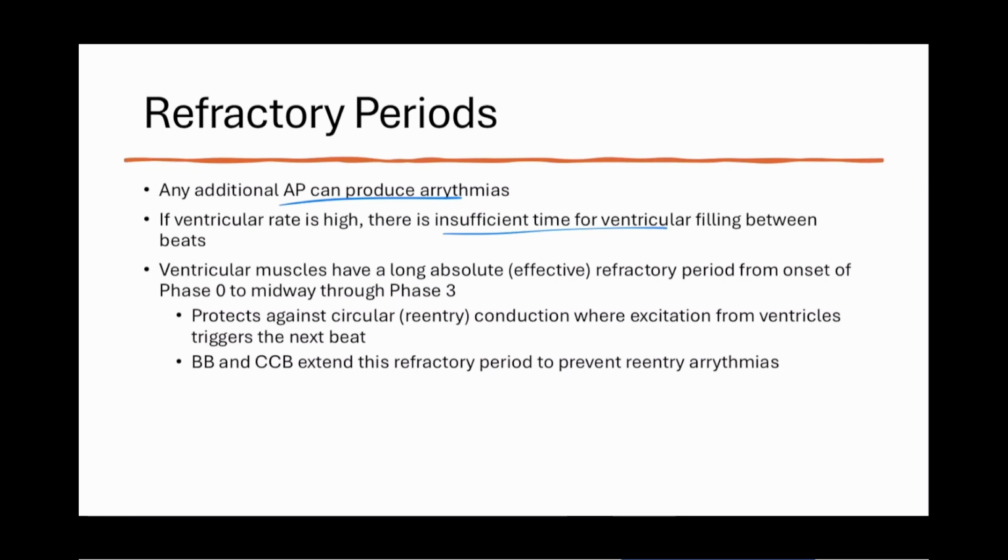Ventricular muscles have a long absolute refractory period from the onset of phase 0 all the way through midway through phase 3. This protects against circular or re-entry rhythms. Okay, Wolff-Parkinson-White is a re-entry rhythm. Some of these AV node rhythms can be re-entry rhythms. Don't worry about what re-entry is, you got that in ClinPath. But the reason for having a long refractory period helps the heart from cycling on itself.